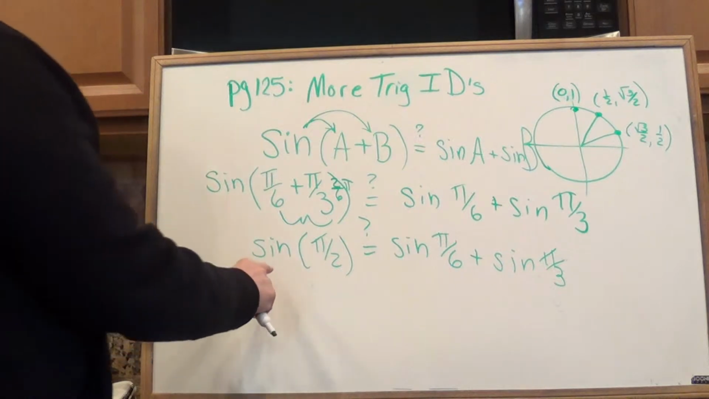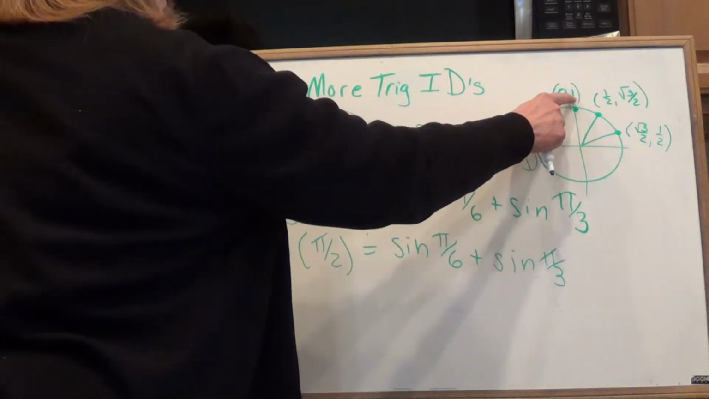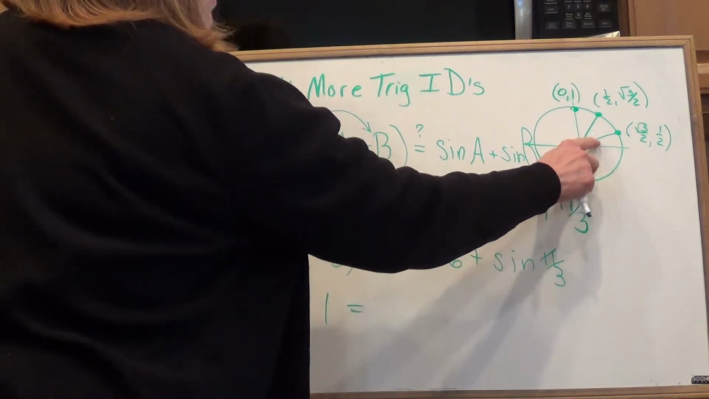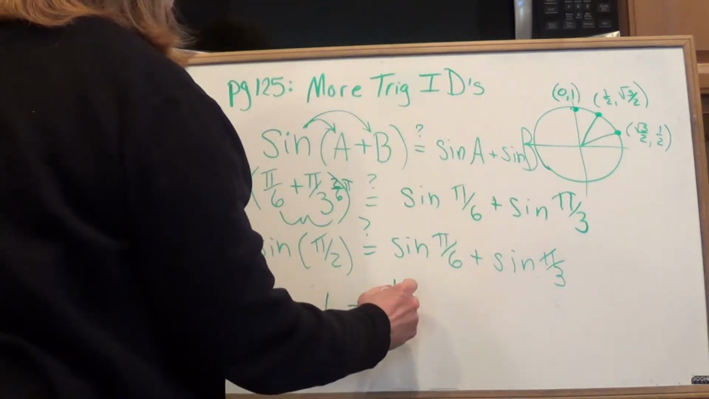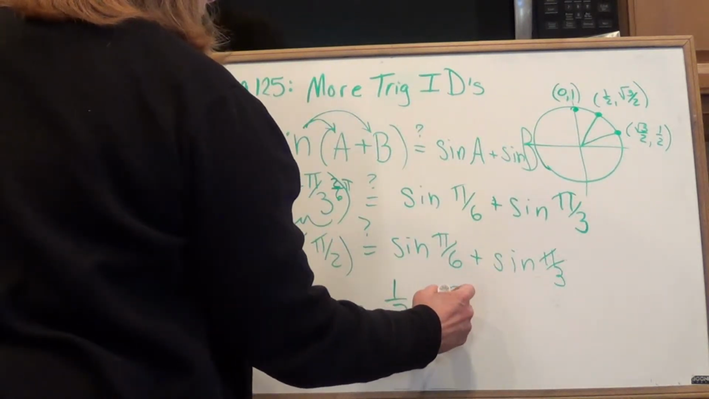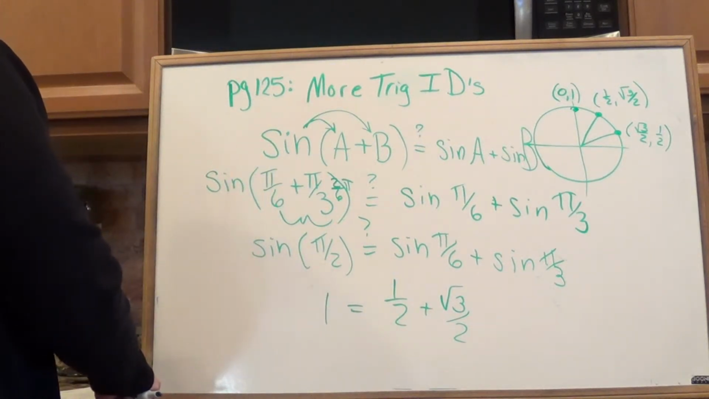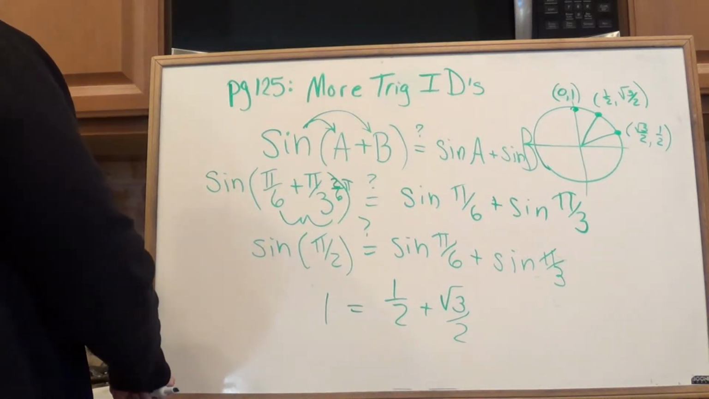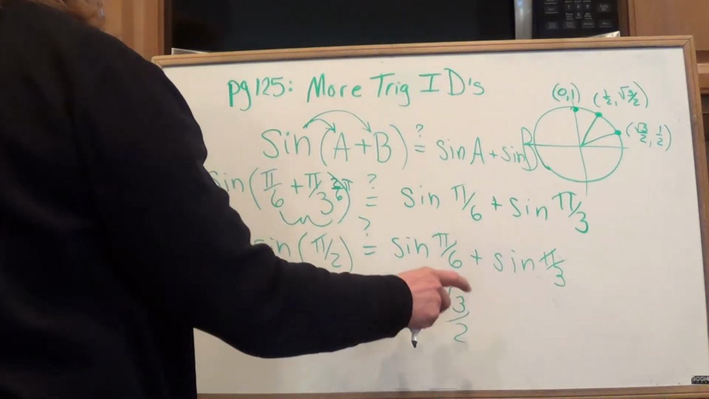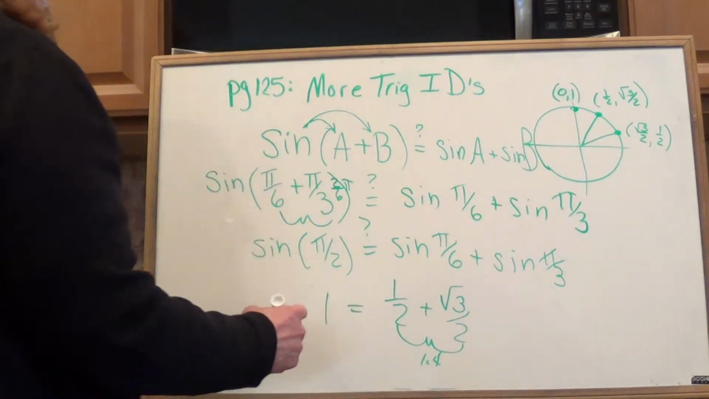So let's get together here. Sine of pi over 2 is the second coordinate right here, so it's a 1. And sine of pi over 6, here's pi over 6, second coordinate is 1/2. And sine of pi over 3, second coordinate is square root of 3 over 2. It turns out that 1 is not equal to 1/2 plus square root of 3 over 2. When I tapped that in the calculator, I got like 1.4, so that's not close enough.